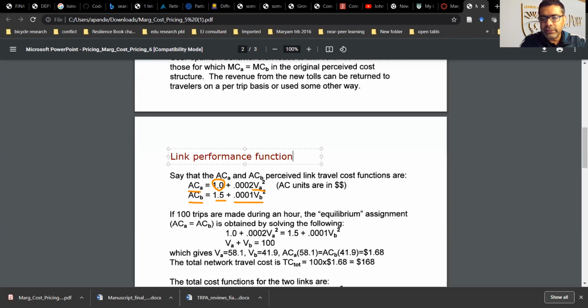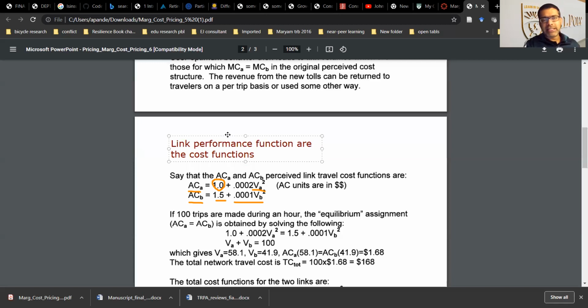So these cost functions are link performance functions. Okay, so when we're talking about traffic engineering or the traffic assignment problem, we used to call them link performance functions. And now, because we are doing some fancy economics, we call them cost functions. Okay, so it's the same thing.